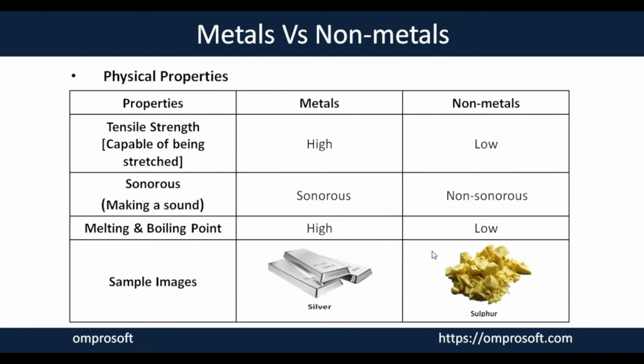But if you talk about non-metals, they do not have strong interaction between each other. That is why their melting and boiling points are also low. For example, silver, gold, copper, aluminium are general examples of metals. And non-metals like bromine, oxygen, nitrogen, hydrogen, sulfur, selenium are examples of non-metals.